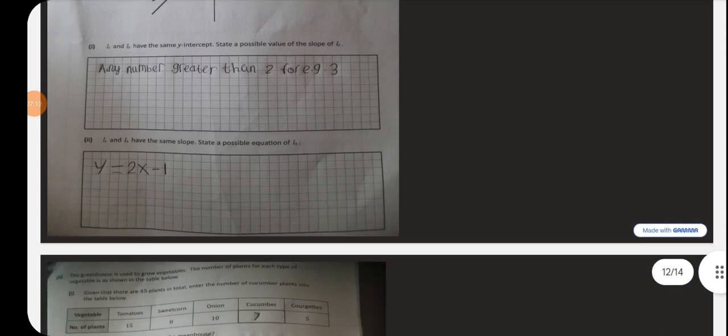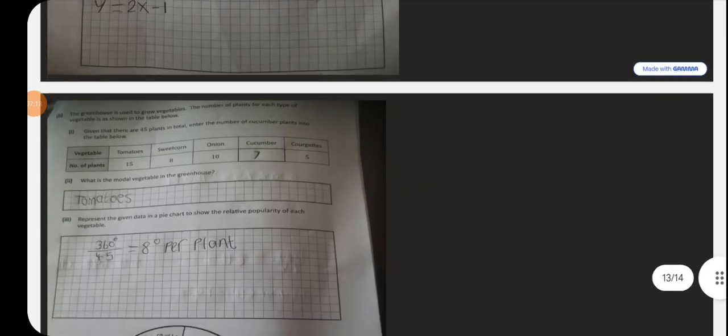And then L1 and L3 have the same slope. State a possible equation of L3. So y equals 2x minus 1. And then the greenhouse is used to grow vegetables. The number of plants for each type of vegetable is as shown in the table below. Given that there are 45 plants in total, enter the number of cucumber plants into the table below.